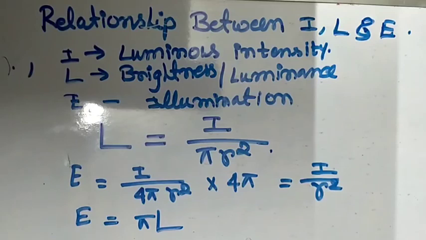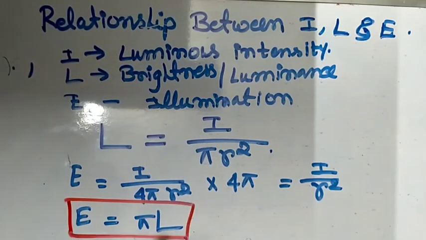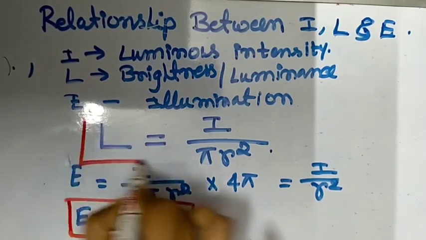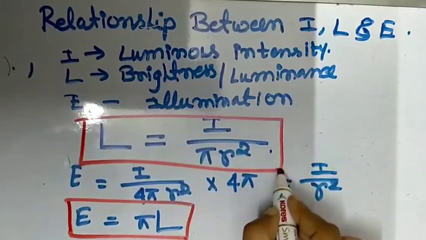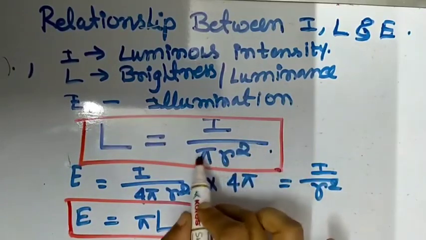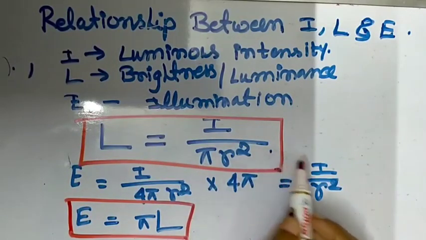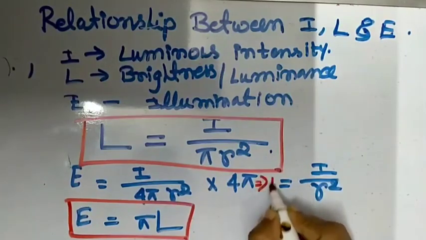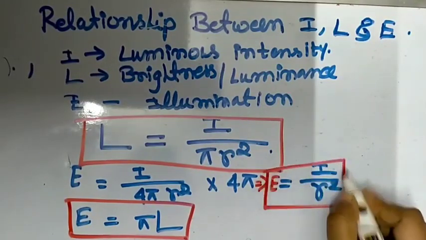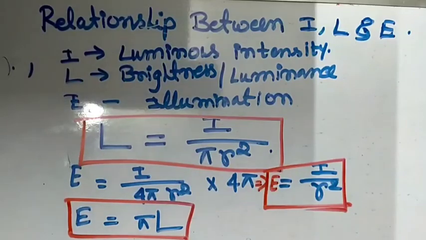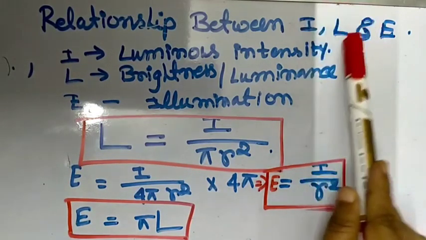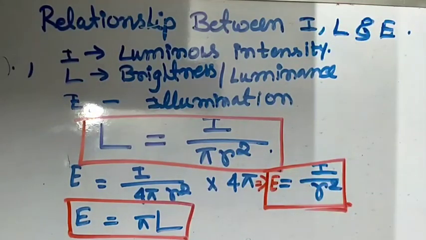So illumination is equal to 3.14 into brightness L, where L is equal to luminous intensity by pi r square, and E is equal to I by r square. So these are the relationships between I, L and E. Clear?